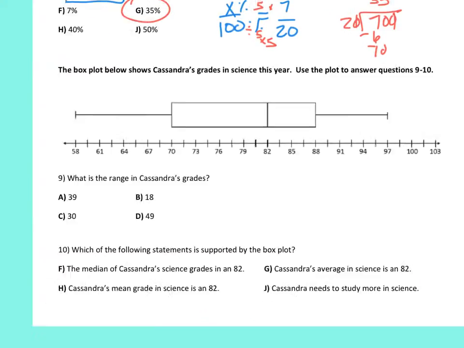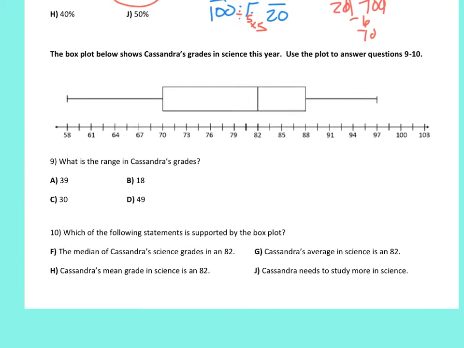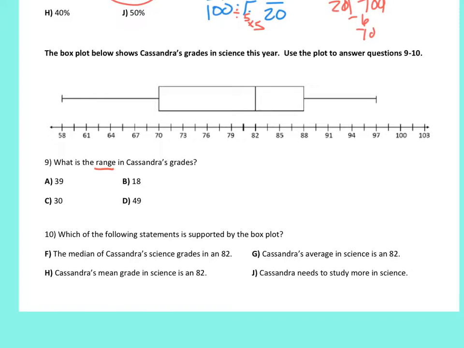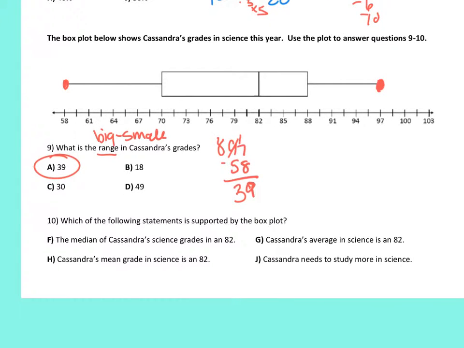Okay, couple more plots. The box plot below shows Cassandra's grades in science this year. Use the plot to answer questions 9 through 10. What is the range in Cassandra's grades? What does range mean? What are we doing with that? Subtract the biggest minus small. Good. Big minus small. So her highest grade was 97, minus her lowest grade, which was 58. What do we get? Should be 39. 97 minus 58 is 39.